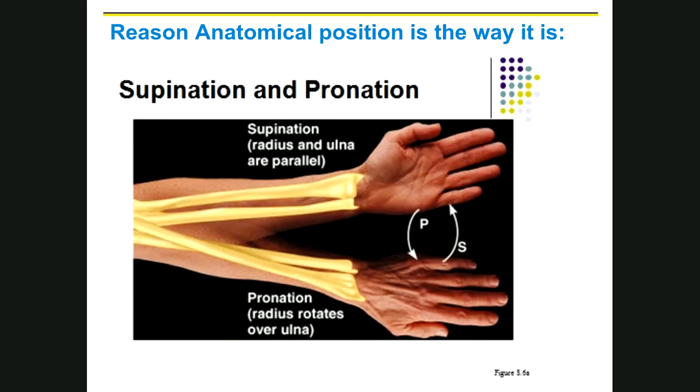They cross each other. And it's not just bones. It's also things like nerves. It's also things like blood vessels. It's also things like muscles. Everything is crossed now. And so it makes it a whole lot harder to describe because everything is crossed. And so anatomical position is this way. It's this way because everything here is straight and parallel to each other. Does that make sense to everyone?